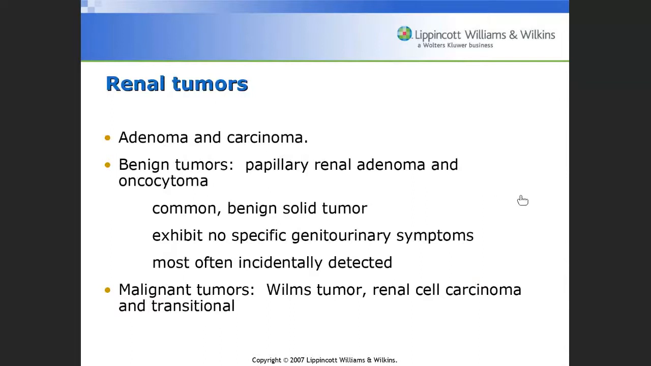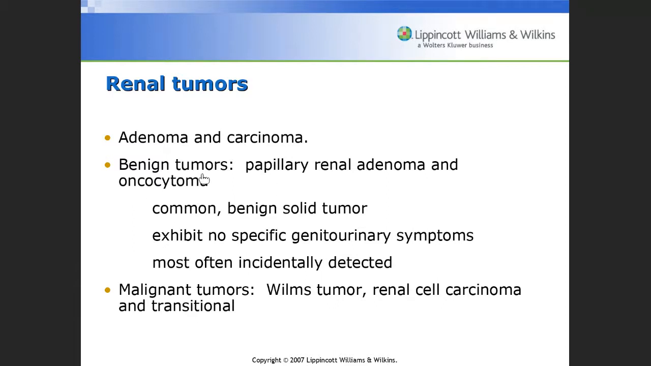Okay, so the last thing that we're going to talk about is cancer. Now, there are two types of renal tumor, the adenoma and the carcinoma. Adenoma is very glandular. Carcinoma is epithelial, we can see that. In the case of benign tumors, there are papillary renal adenoma and oncocytoma. The papillary is the glandular type, okay, it's really very benign.